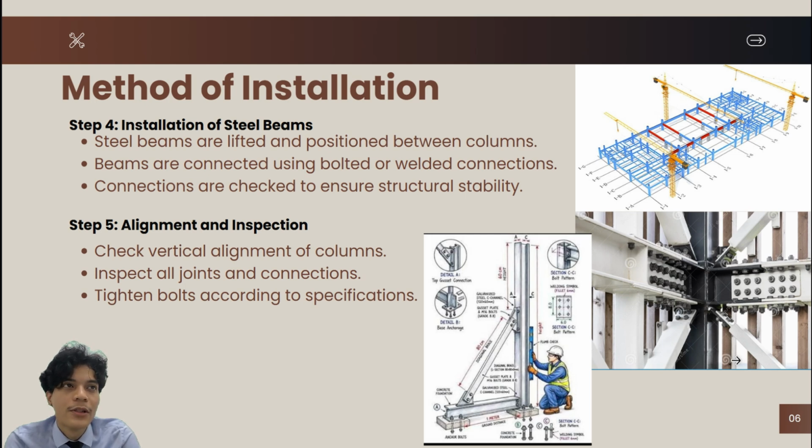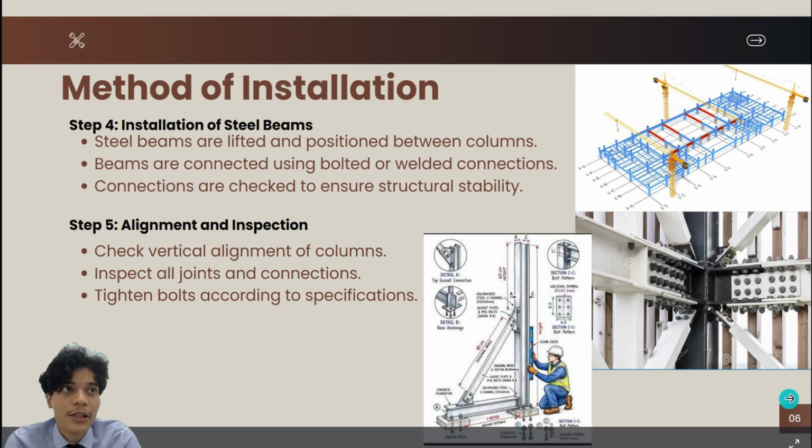Once the connections are completed, engineers perform an alignment check to ensure that the columns and beams are correctly positioned. Proper inspection is important because inaccurate connections may affect the strength and stability of the entire structure.